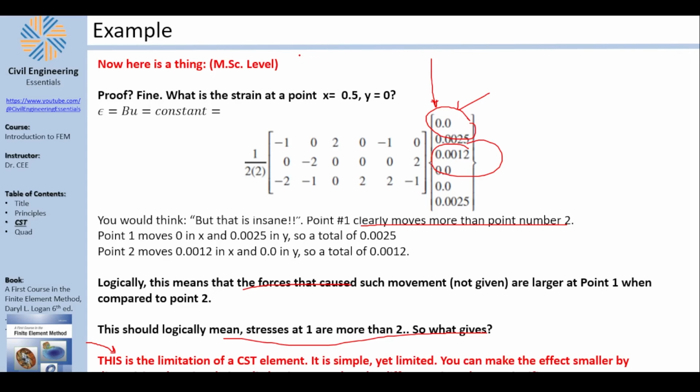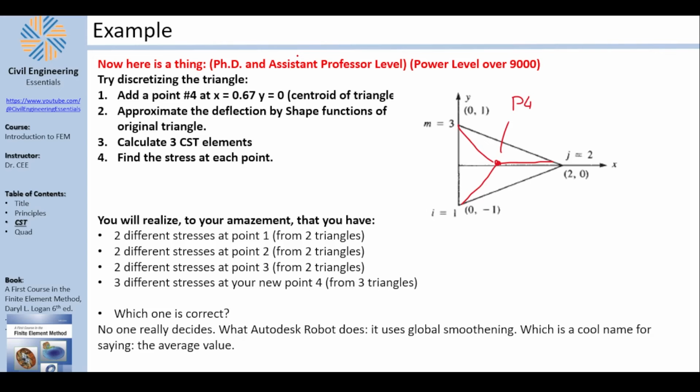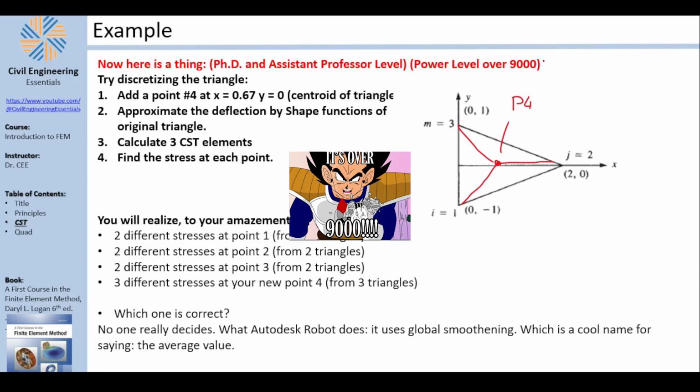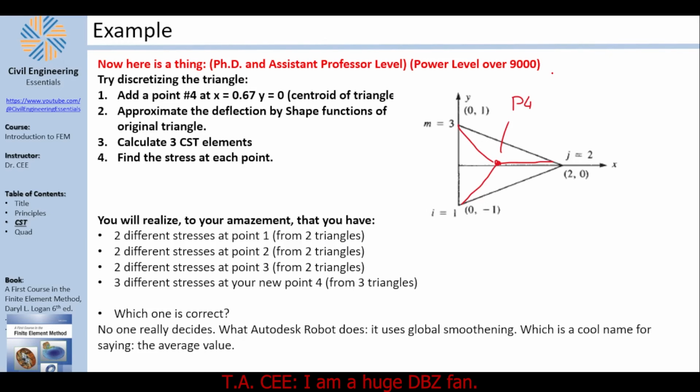But still, thank you very much for raising this question, my dear hypothetical MSc viewer / high engineering sense PSc student. Now, for my fellow PhD and assistant professors, this is basically the power level of over 9,000 if you get the DBZ reference. Now, my teaching assistant wants me to do this joke. I don't know why.